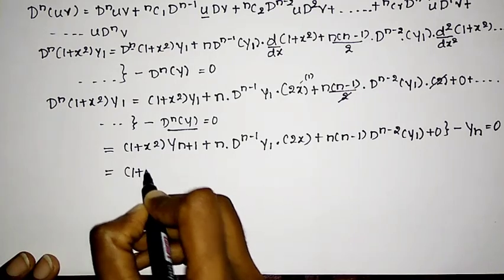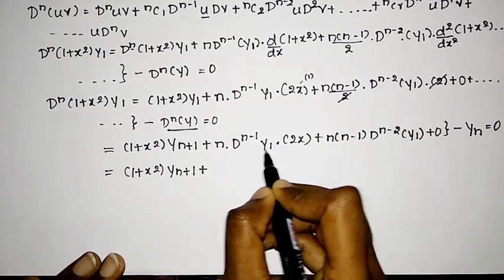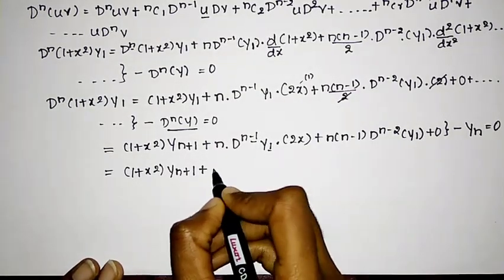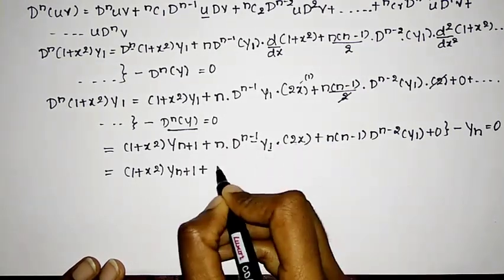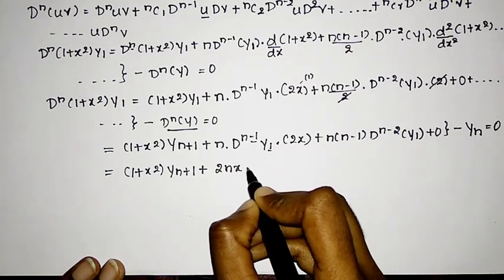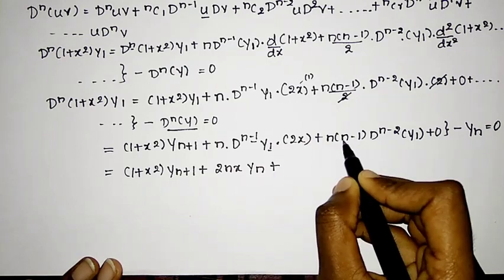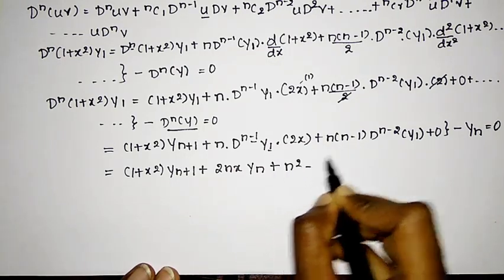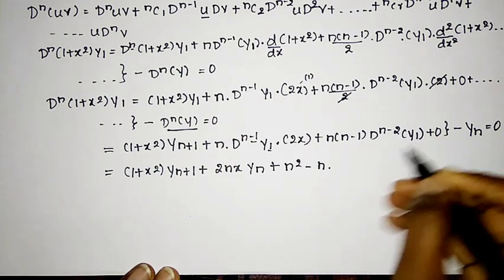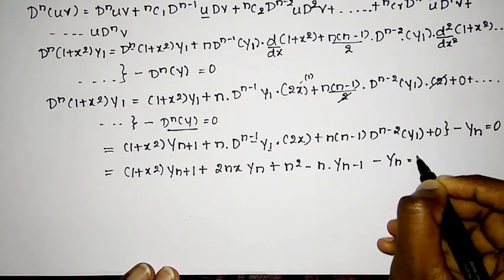Therefore 1 plus x square into y(n plus 1) plus, we can observe that here we have minus 1 and here we have 1, so it gets cancelled. So we write it as n into 2x, so it is 2n into x, 2n into x into yn. Plus we have n square minus n, minus 2 plus 1 is nothing but minus 1. So just write y(n minus 1) minus yn is equal to 0.